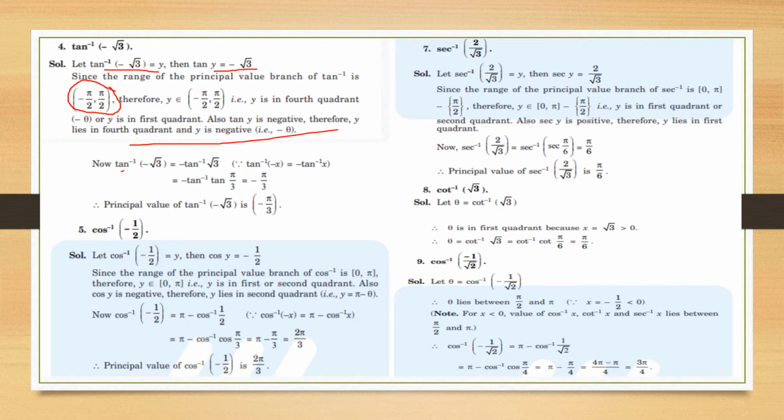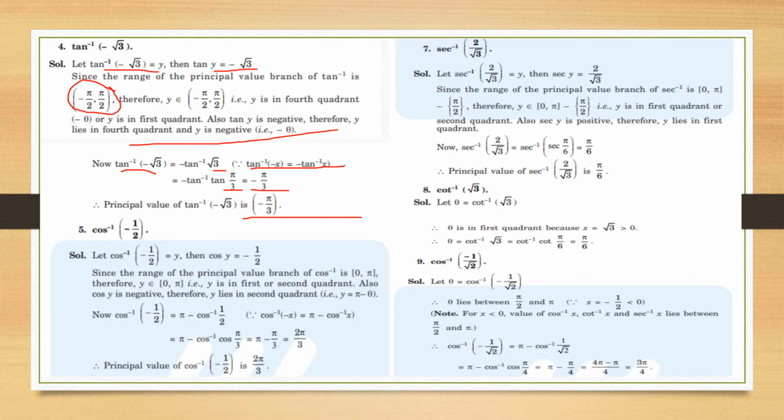Now tan inverse minus root 3, this minus can be written as minus tan inverse root 3. It's again an odd function, and it is minus tan inverse. So this is tan pi by 3. So tan inverse gets cancelled and I get just minus pi by 3. So that's why the angle is negative, as it is in the fourth quadrant. So minus pi by 3 is my principal value.